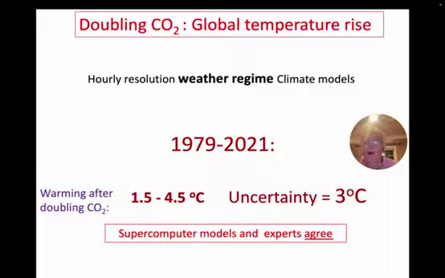Starting with the first climate model in 1979 right through 2021, climate models have predicted that such a doubling will yield a warming of anywhere between 1.5 and 4.5 degrees C. This 3 degrees C uncertainty range is large, too large, and remarkably, it didn't change for over 40 years.